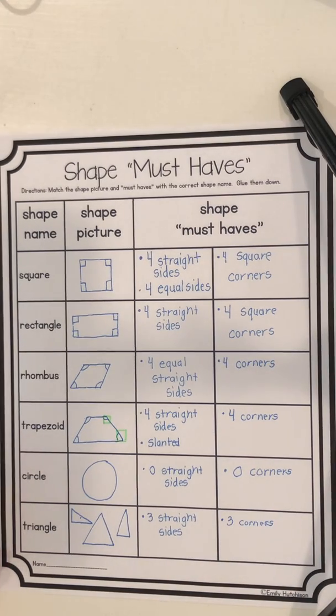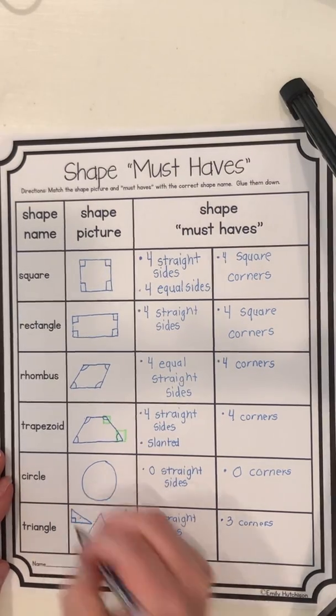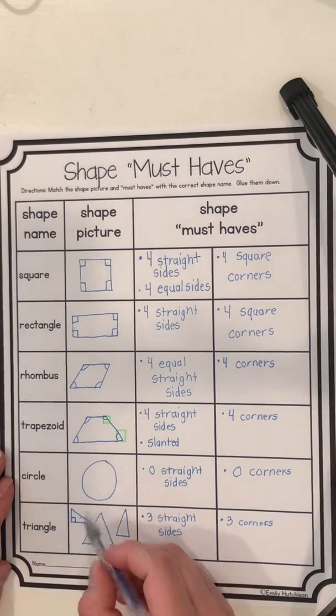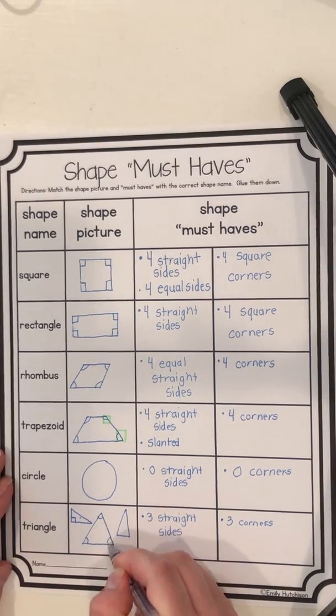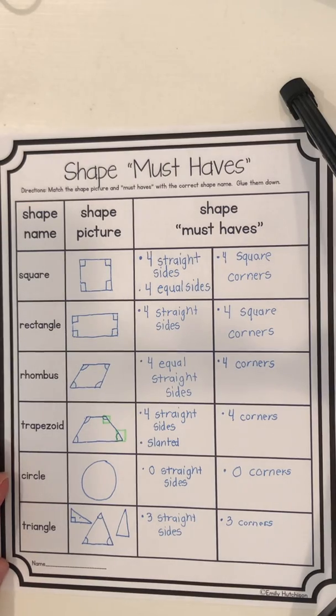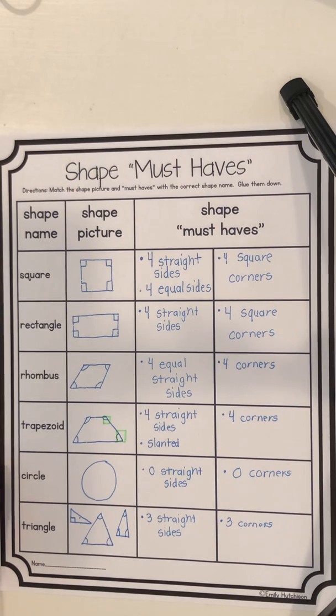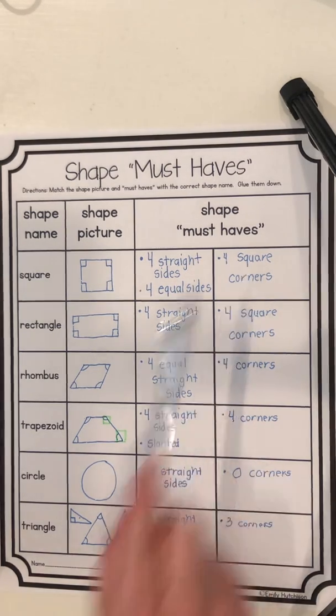And on triangles, they're special because they might have square corners, but they might not. So if we look at this triangle right here, this one actually has one square corner right here, but the other two are not. On all three of these corners, they are not square corners. And same thing on this one. These are not square corners. So triangles are really interesting in that they might have some square corners, but they might not, and that's okay. It doesn't have to have square corners like a rectangle and a square do.